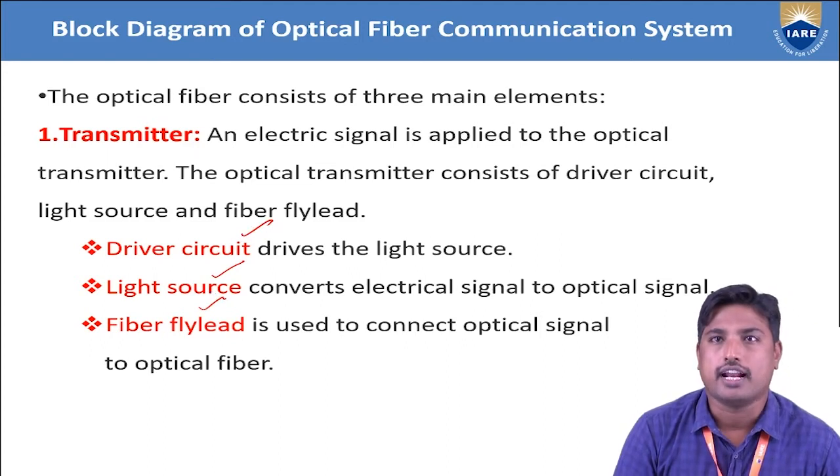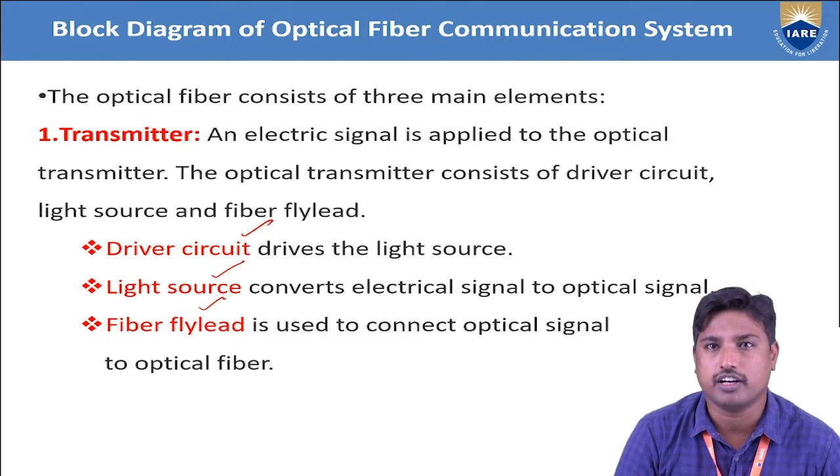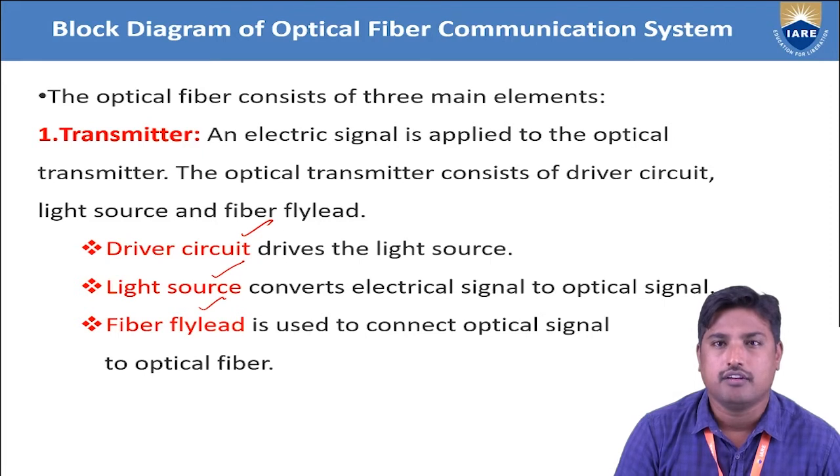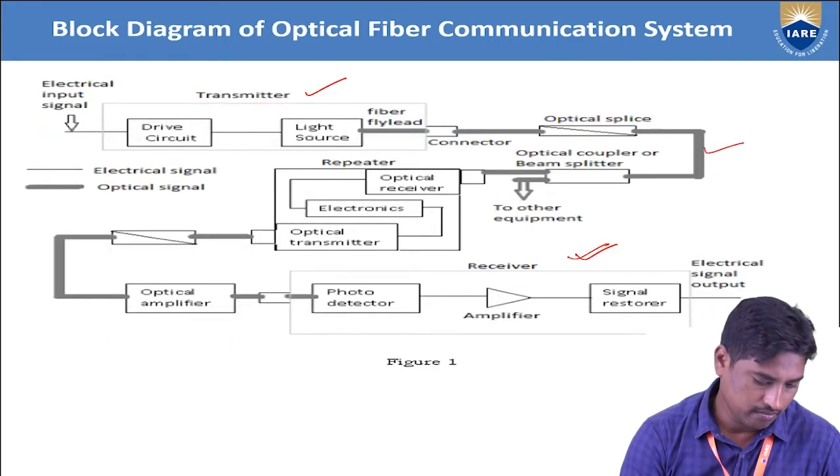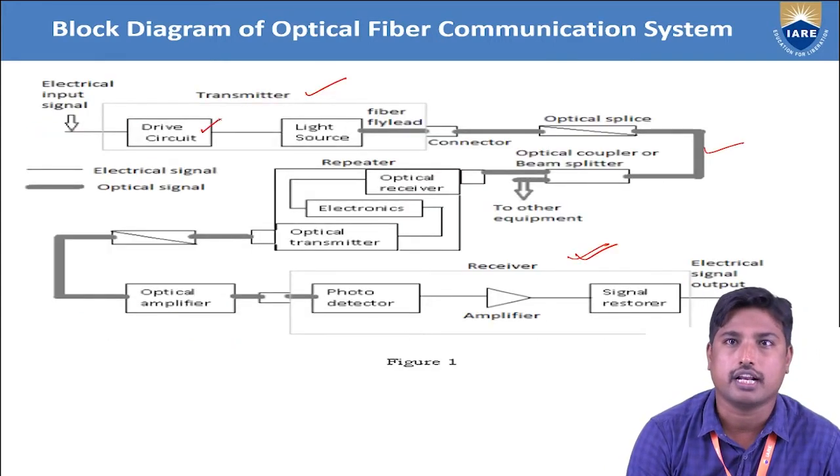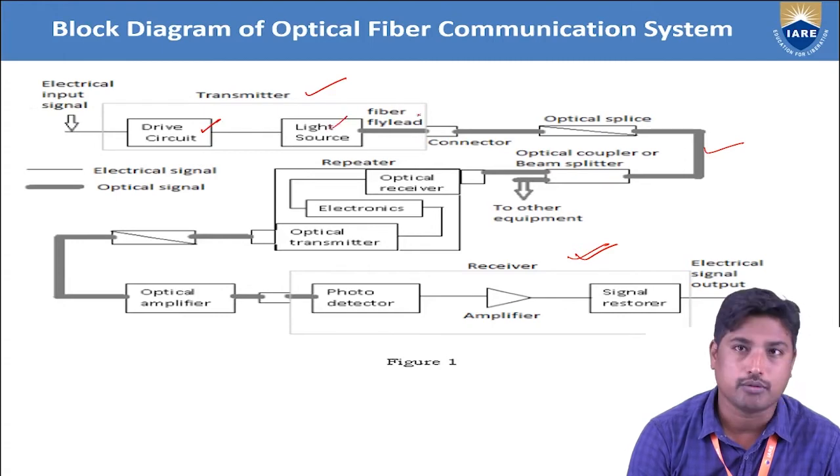In the transmitter, an electrical signal is applied to the optical transmitter, which consists of drive circuit, light source and fiber flylet. The drive circuit drives the light source. The light source converts the electrical signals to the optical signals. The fiber flylet is used to connect the optical signals to the optical fiber. So, in the diagram, the transmitter consists of three parts: drive circuit, light source, and fiber flylet.